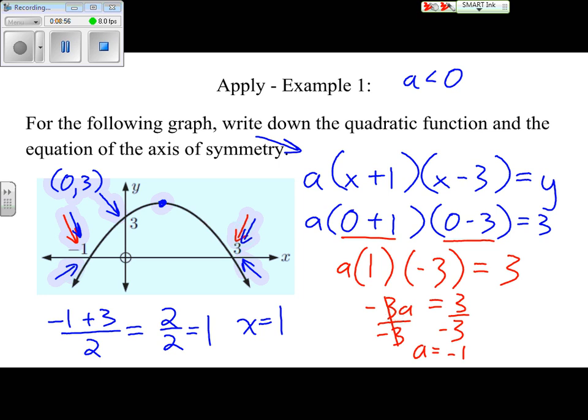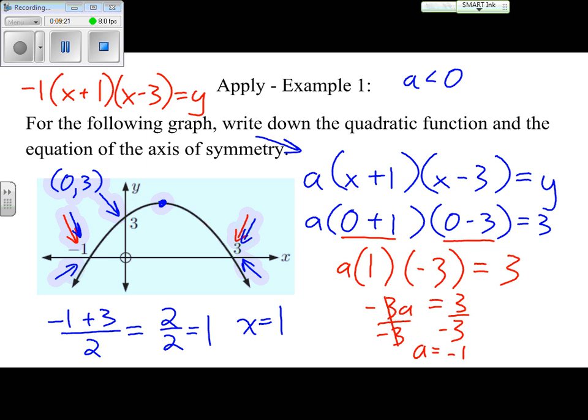So let's go back to my actual quadratic function that I have here. I'm a little bit out of room, so I'm going to move over to the left side of the board. And so I had negative 1 times (x plus 1) times (x minus 3) equals y. And that's my quadratic. Now, if they want me to put it in the form of ax squared plus bx plus c, I can certainly do that by distributing and expanding.